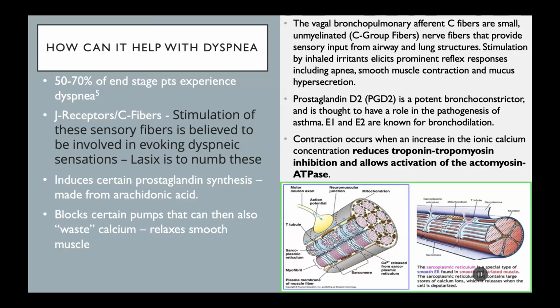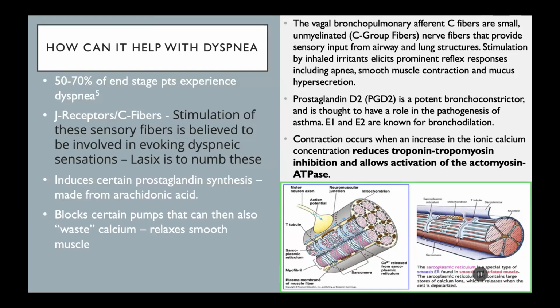It blocks certain pumps that can then also waste calcium. So as I said, all of these electrolytes that are moving around will shift other electrolytes around. Right? That should make sense. Positives and negatives and all those things. So it's known to waste calcium secondarily, kind of like really high doses of albuterol don't really waste potassium. It shifts it back into the cell. But we can kind of see how that works, right? Make that connection.